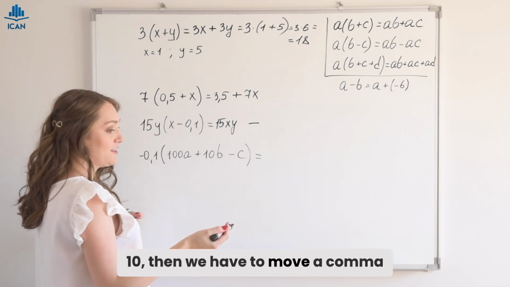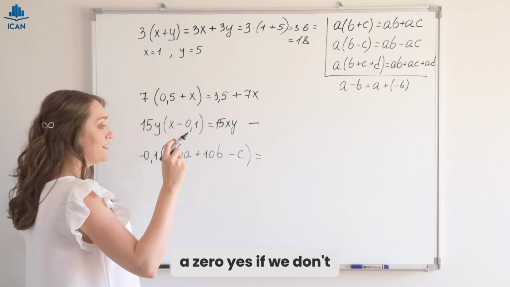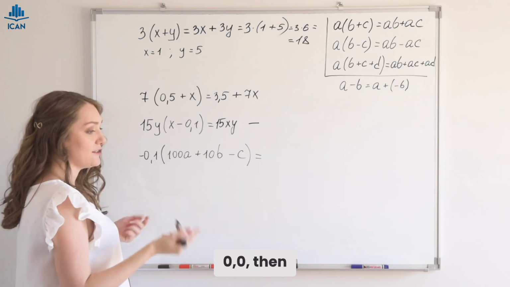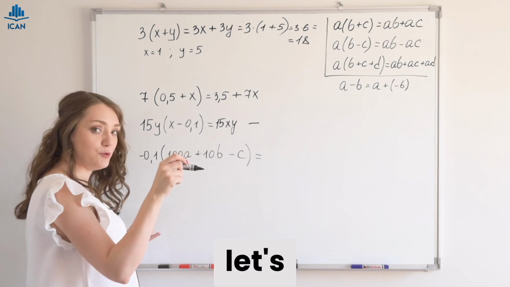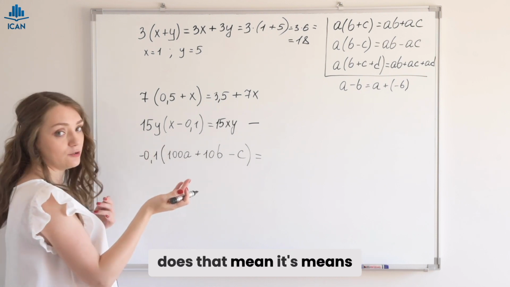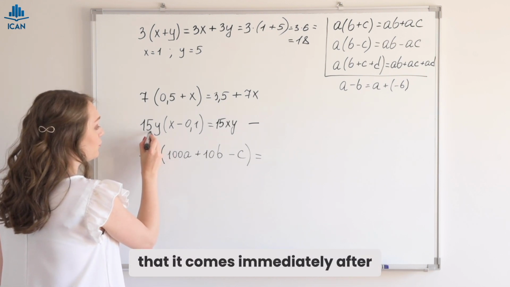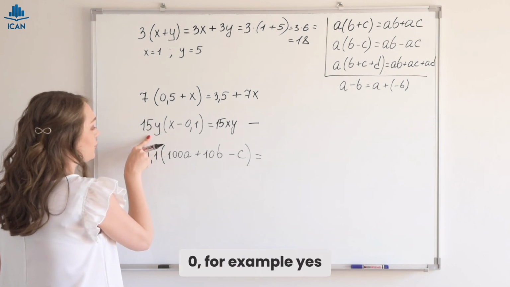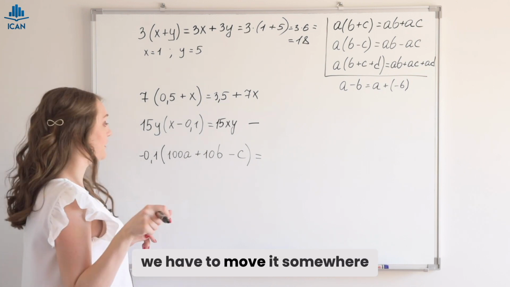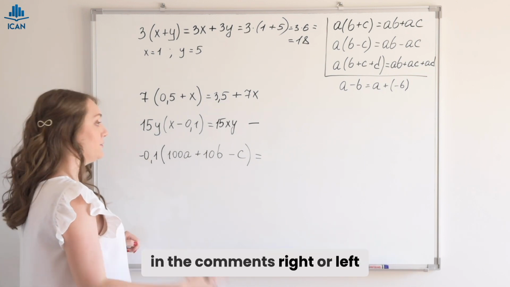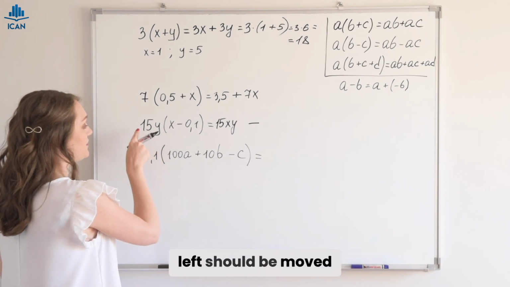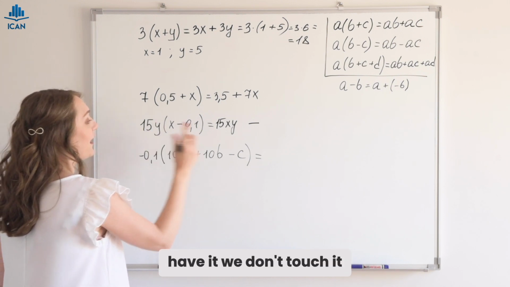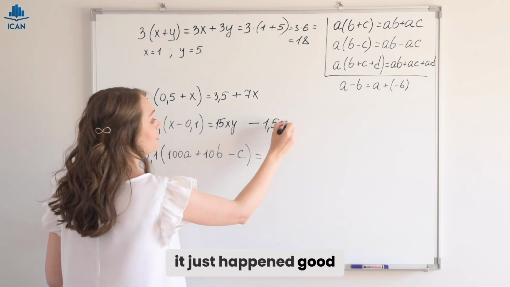If we multiply by 10, then we have to move a comma or add a 0. If we don't have a fraction, an integer, but we have 0.1, then we should move the comma. Let's say we don't have a comma here. What does that mean? It means that it comes immediately after. We do not write 15.0, for example. We have to move it somewhere, to the right or left. Write in the comments, right or left. Left should be moved. So instead of 15y, we will have 1.5y. We still have x. We don't touch it. Good.